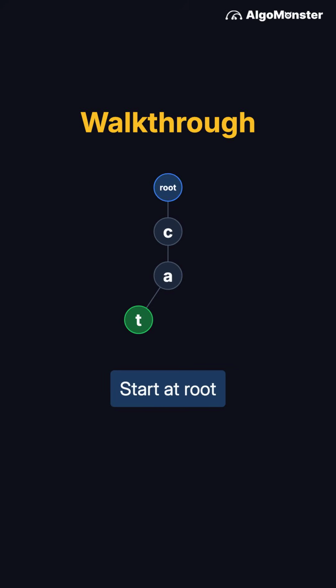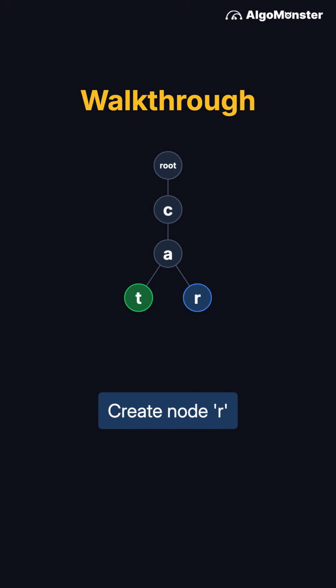Insert car. Start at root. C exists. Move to it. A exists. Move to it. Look for R. Doesn't exist, so create it. Mark R's isEnd as true. Cat and car share the CA path. We only branched at the third character.